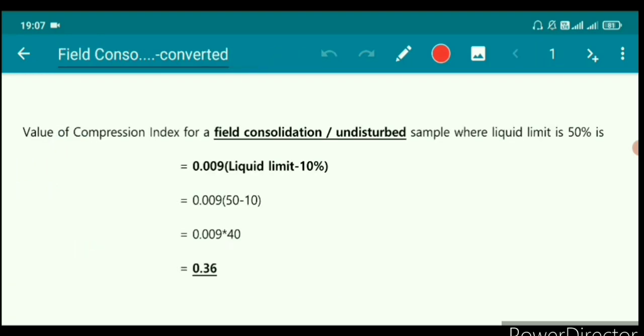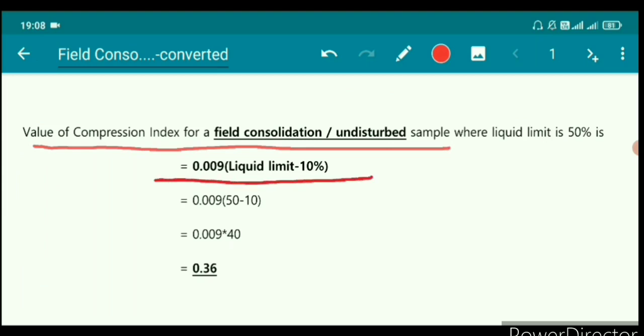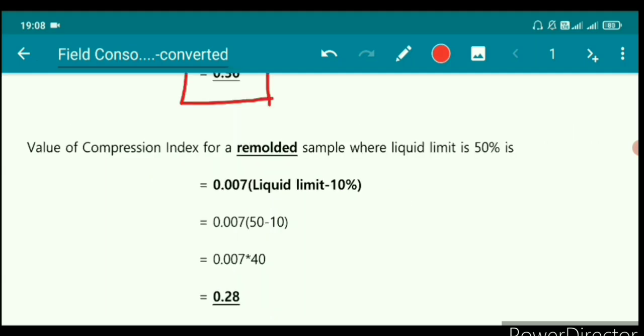Here is the solution. Value of compression index for a field consolidation or undisturbed sample. The formula is 0.009 into liquid limit minus 10%. So I already know the liquid limit, which is 50% by that question. So here substitute the value of liquid limit, we can easily get the value, which is 0.36. In case of remolded sample, the formula of compression index is 0.007 into liquid limit minus 10%. So in that case, the value will come 0.28.